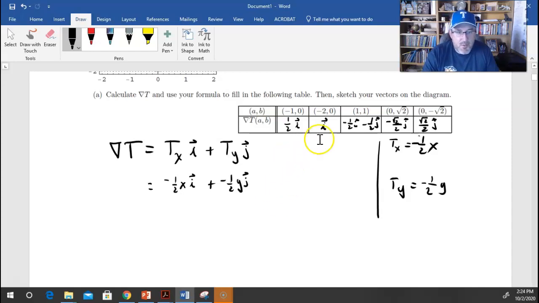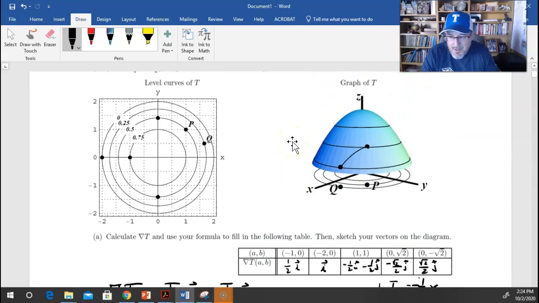Now for each of these, we're to sketch them on the diagram. Let's start. So we're at the point -1, 0, and the vector is 1/2 i. So we're at the point -1, 0, that's right here, and we want to go a half a unit in just the i direction, so it would be this vector right here. -2, 0, that would be here. The vector is i.